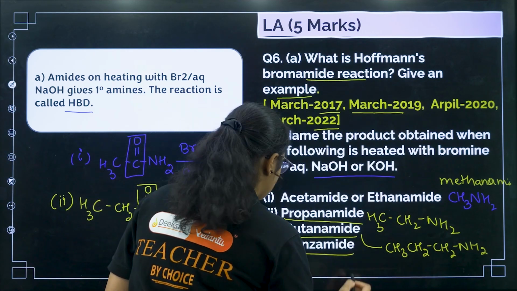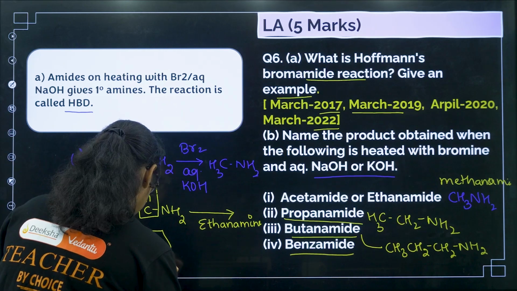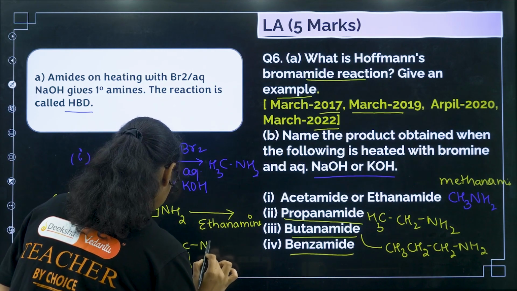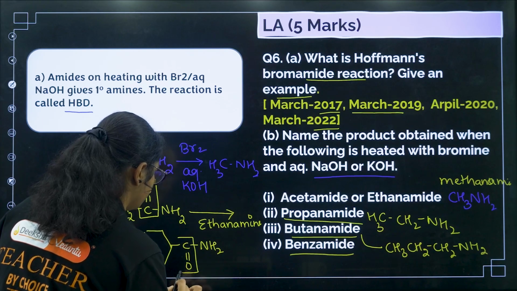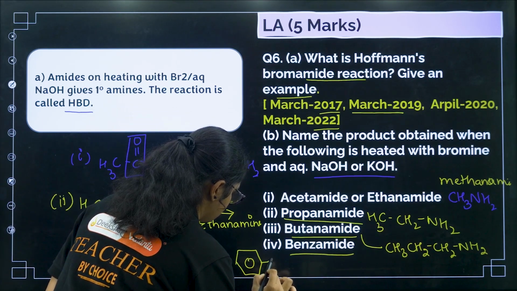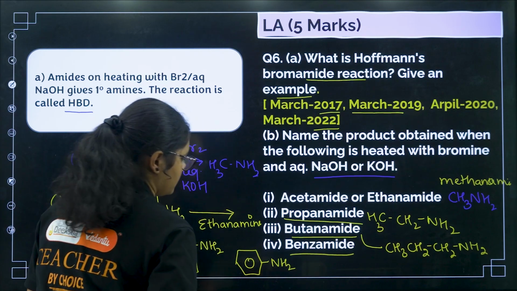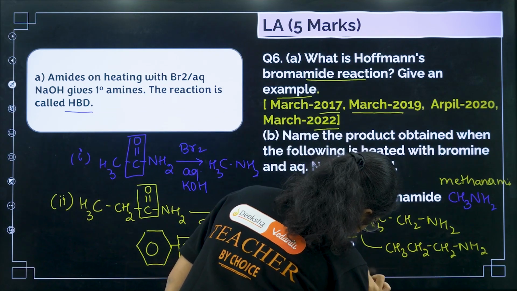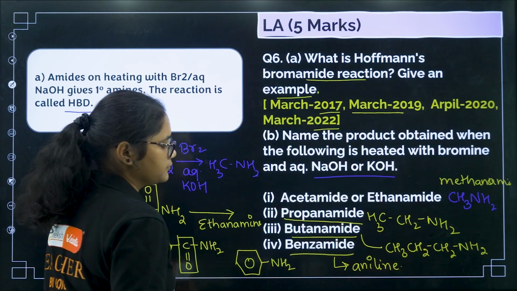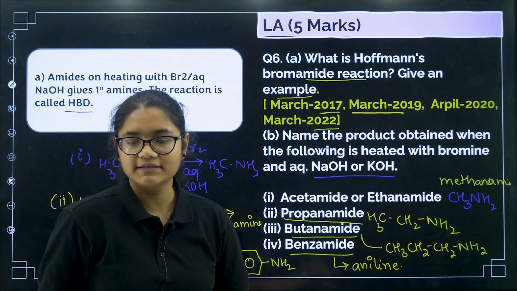And next we have benzamide. So if we have benzamide we will get like this, and this group will go and we will get aniline. Clear? So these will be the product names.